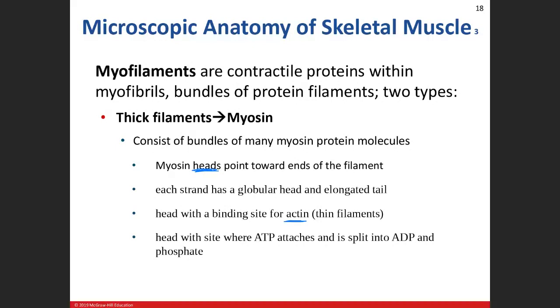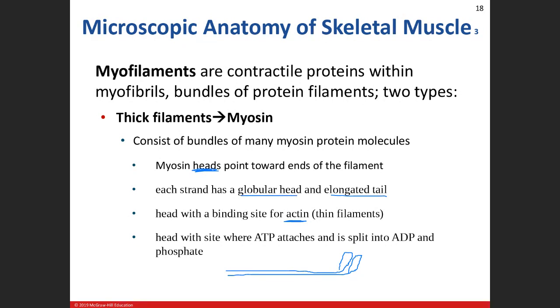Myosin looks like a bunch of ropes tied together, and at the end of this rope you'll have this globular-like head. We just have a bunch of them, and they all come off of these rope-like structures. So the rope part is the tail, and then you have the globular head at the end.